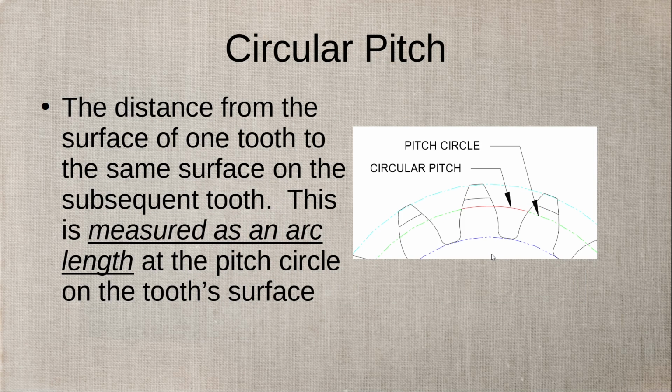Circular pitch. This is the distance from the surface of one tooth to the same surface on the subsequent tooth. So we're taking an arc length, and this always falls on the pitch circle, right? So we take our pitch circle, we go to the distance of one tooth, follow our pitch circle to the surface of the next tooth, and that is known as our circular pitch.